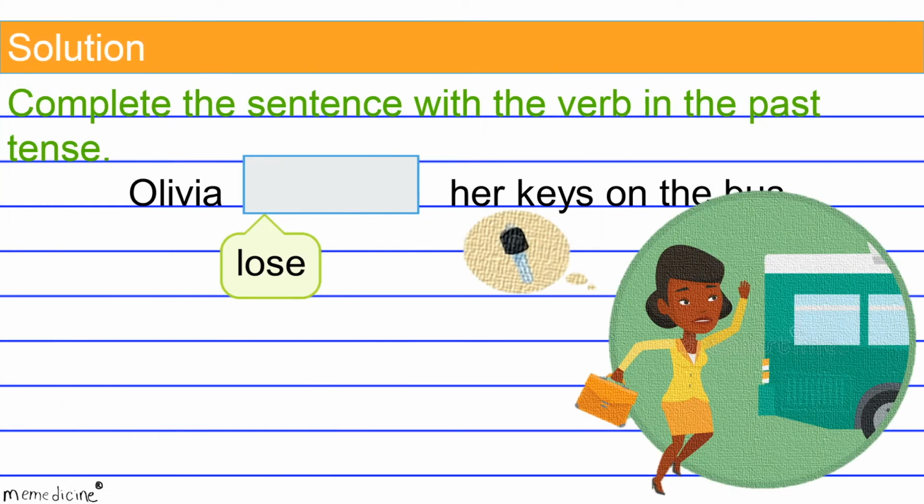All right, back to our original question now for the solution. Lost is the simple past tense verb form of lose. This is an irregular verb form, so you'll have to commit it to memory.